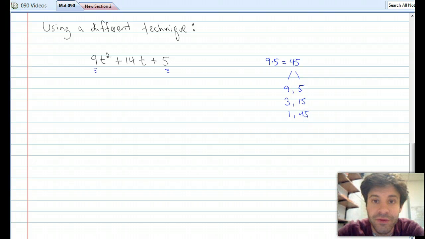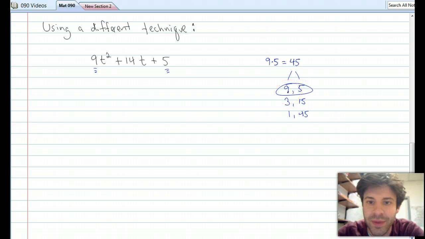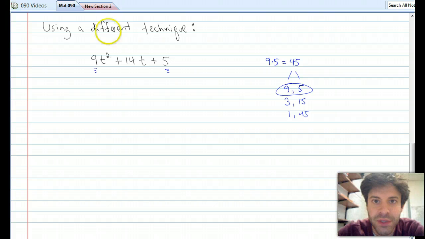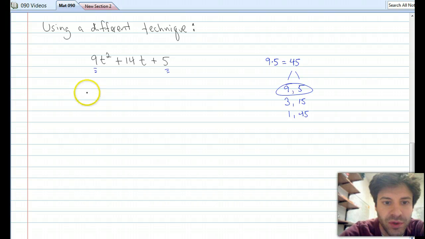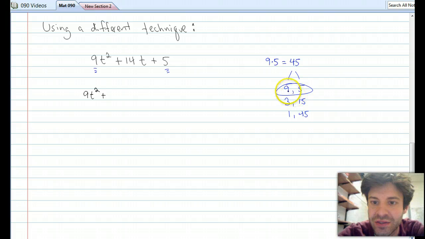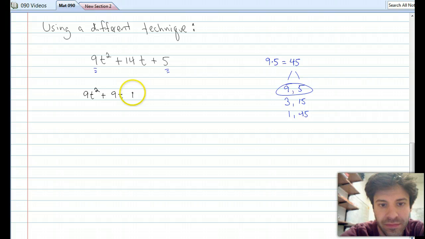as well. Now you look at that list and you ask the question, which pair of numbers adds up to this middle term here? Well, I think it's pretty clear that the pair that adds up to the middle term is 9 and 5. 9 plus 5 is 14. So what we do now is we actually rewrite this trinomial in 4 pieces. We copy down the first term. We split up the 14t into a 9t plus a 5t. And we're just going to copy down the last term, that was just a 5.